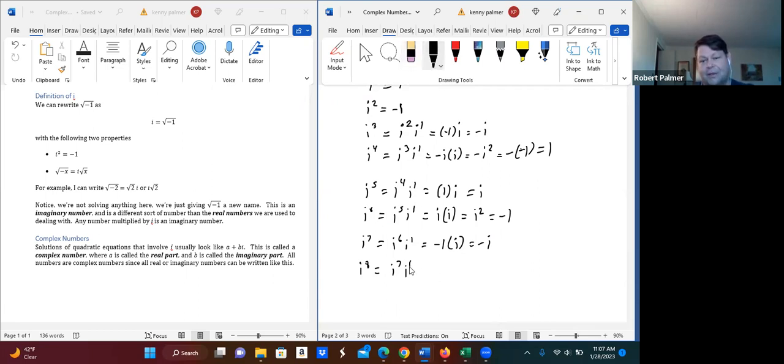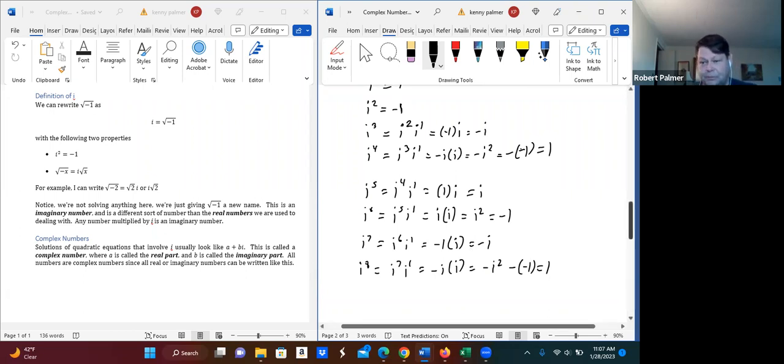And we just learned that i to the 7th is the same as -i times i, which is -i squared. And just like we had here, that's going to be negative times a -1, which is going to be a +1. So this pattern, as we'll see, repeats.